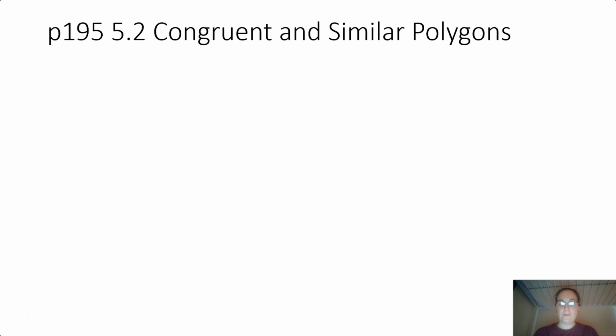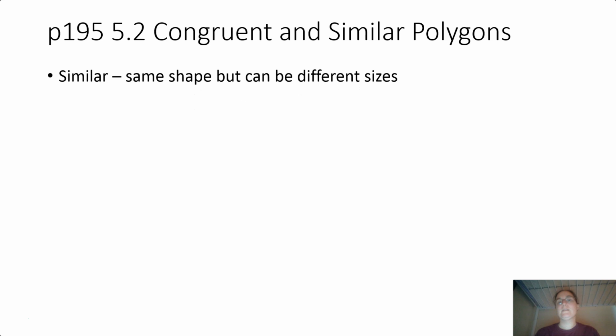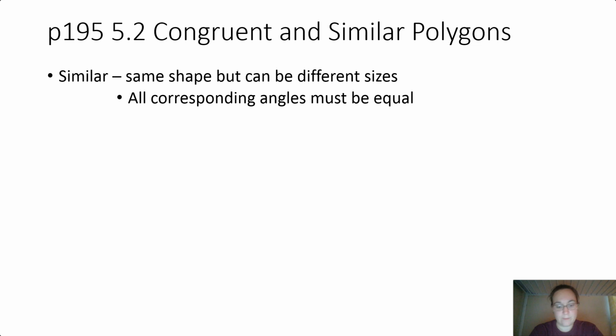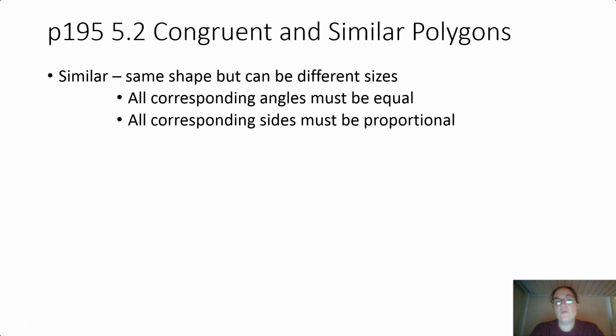So to start off, we need to discuss what similar means. Similar, unlike congruent, means that it can be the same shape but different sizes. A lot of times when you're dealing with shapes, you have things that end up being similar but not necessarily congruent. So that's what we're going to talk about today. A couple things you need to know about this is that all corresponding angles must be equal and that all corresponding sides must be proportional.